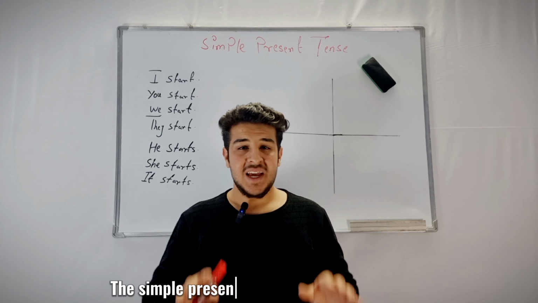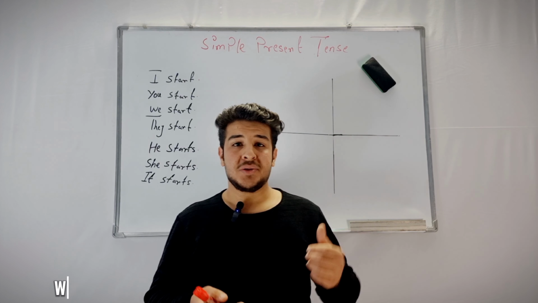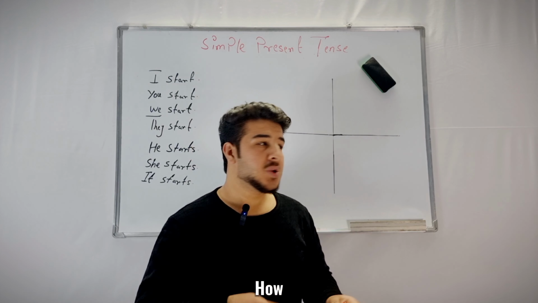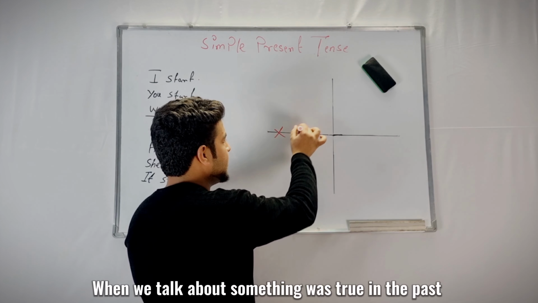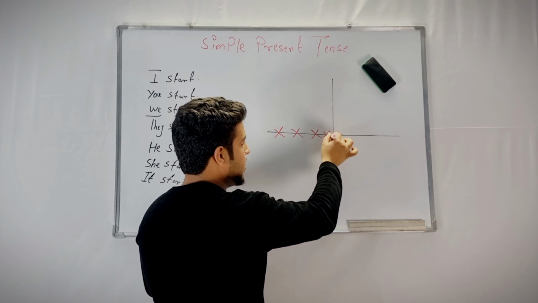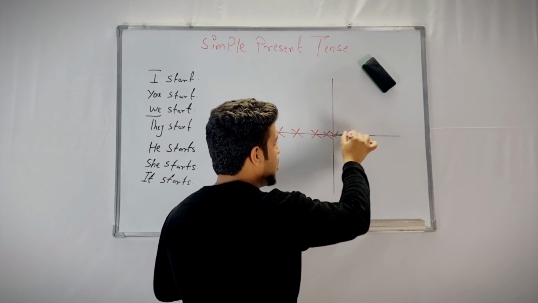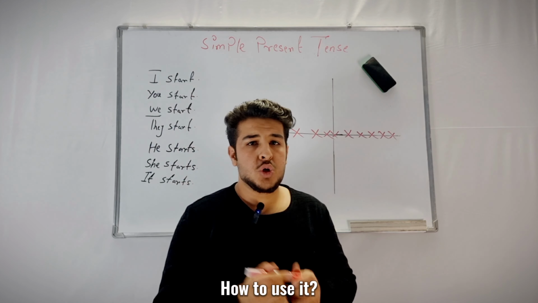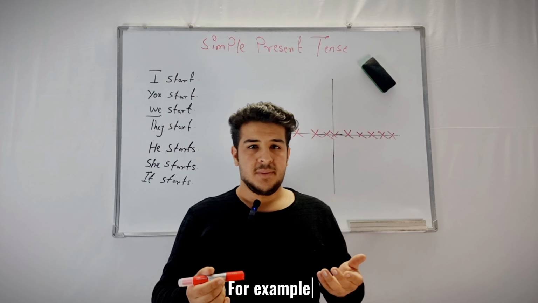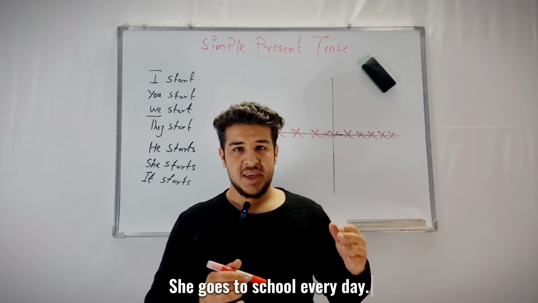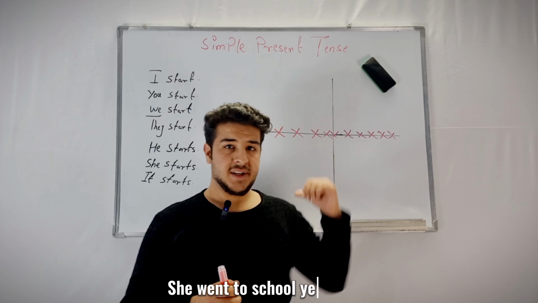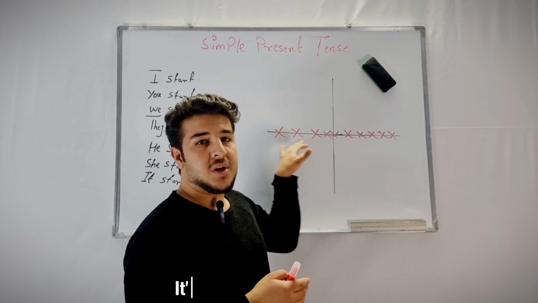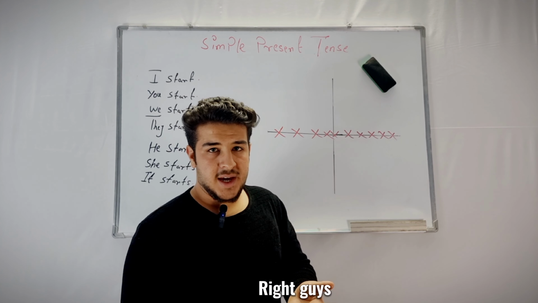The simple present tense says that something was true in the past, is true now, and will be true in the future. When we talk about something that was true in the past, look at the timeline, is true now, and will be true in the future. How to use it? For example, she goes to school every day. She went to school yesterday, she goes today, and she will go tomorrow. It's about a habitual system, right guys?